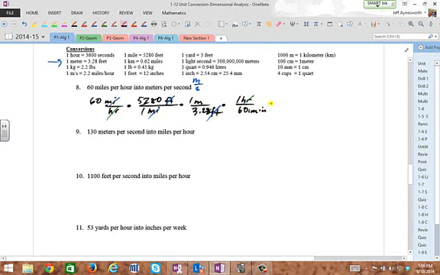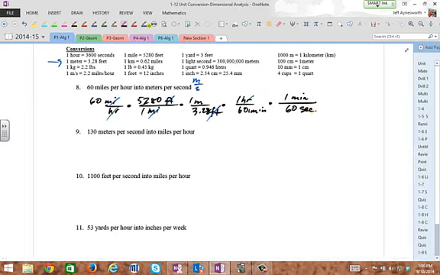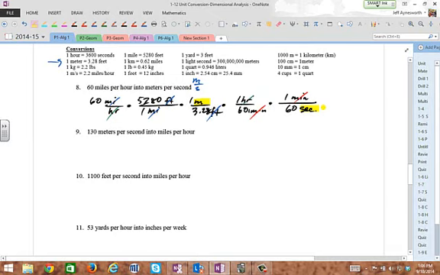So the only thing I have to do now is get my minutes to seconds. No big deal. I know there's 60 seconds per 1 minute, or reverse that, 1 minute per 60 seconds. Notice that seconds is in the denominator. That's where I want it. So cancel out the minutes properly there. And what do we have for our units? We have meters in the numerator, seconds in the denominator, and guess what? That's meters per second. So when I multiply all this together, I get meters per second.